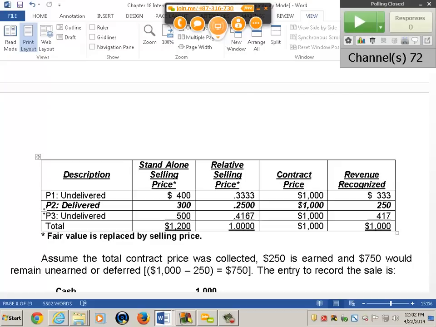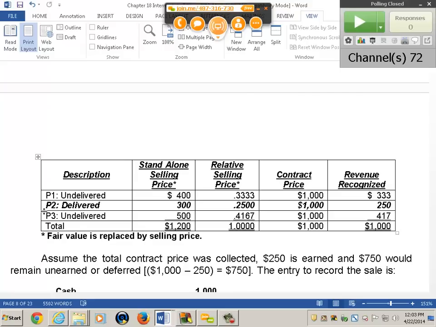So I find out that P1, which could be the billing system, is 33% of the total contract. I find out that the grading system, or the registration system, is 25%, and the other part is about 42%. P2 is delivered, and it is fully functional. If that is fully functional, I would multiply 25% times the 1,000 to get 250. I'd recognize that as revenue. When I deliver P1, I recognize 333, and whenever I deliver P3, I recognize 417.